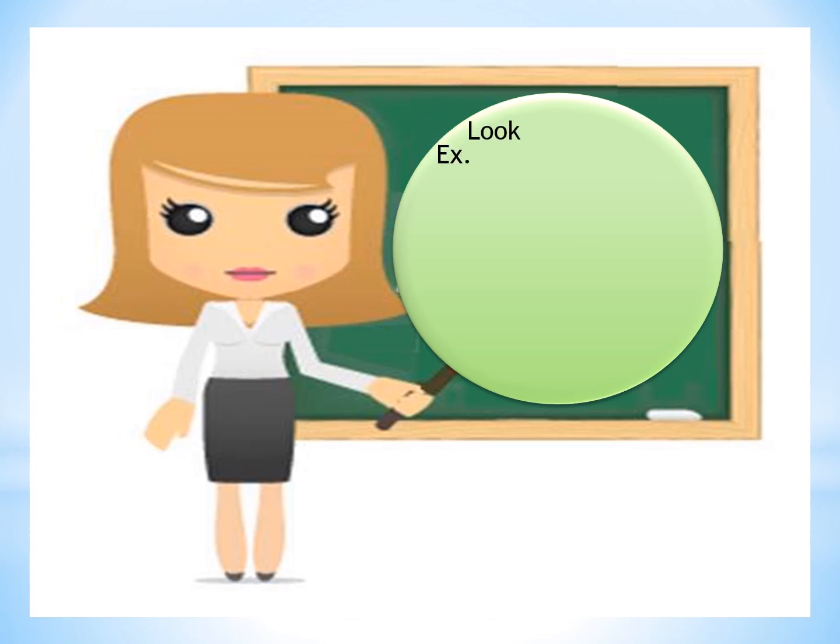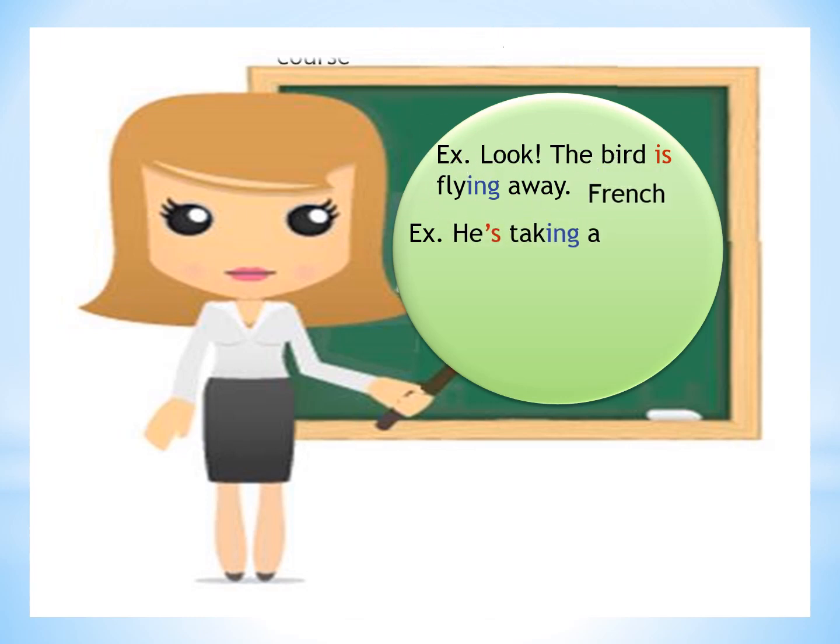The first one is when we say, look, the bird is flying away. I am talking here about something that's happening at the time of speaking. The other example here is when we say, he is taking a French course for 3 months. 3 months here is a temporary situation. The course will end after 3 months.